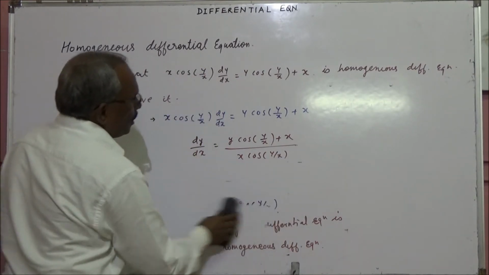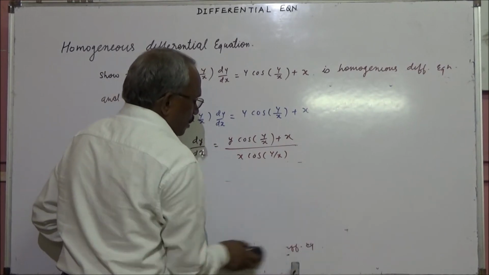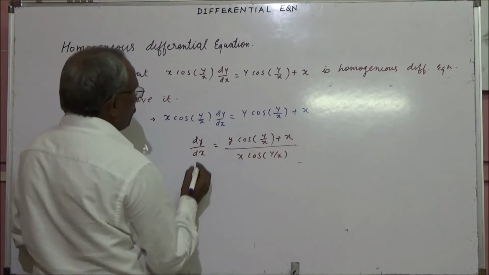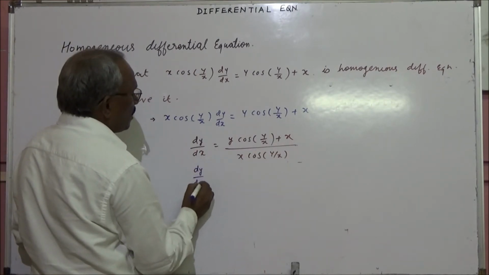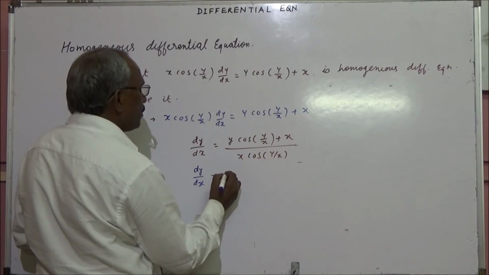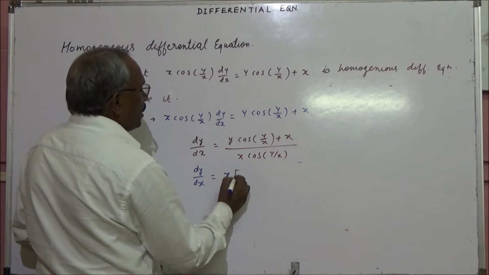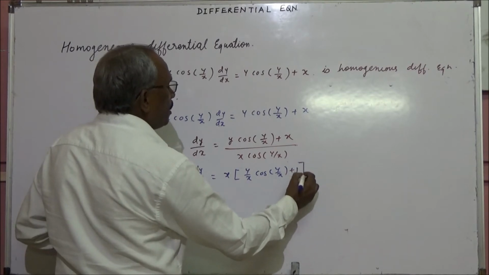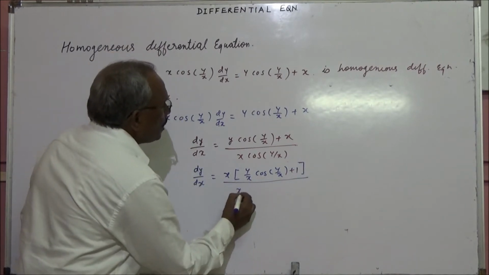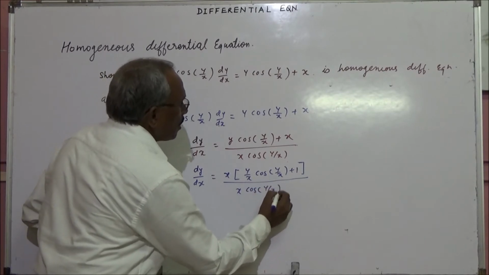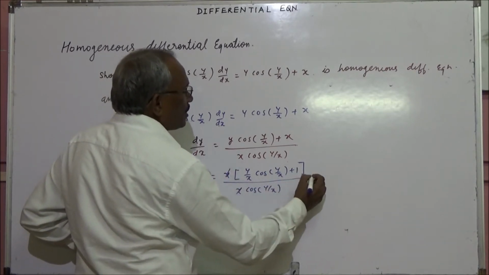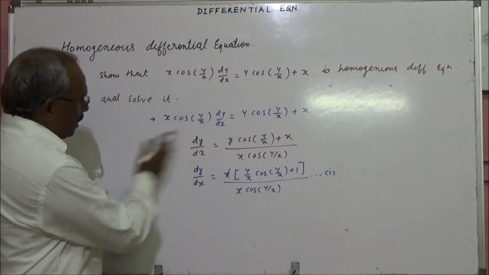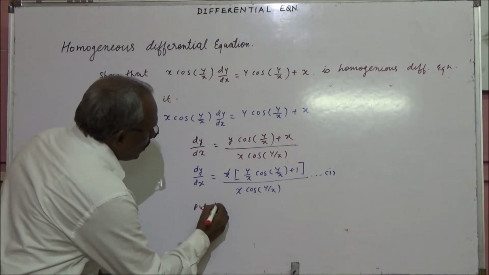Now how to solve this differential equation here? So we'll take out first y common here, x common. So dy by dx is equal to, taking out x common, so it will be y by x cos of y by x plus 1 upon x into cos of y by x. So this will get cancelled. Call this as equation number 1. Now after this, what to do?